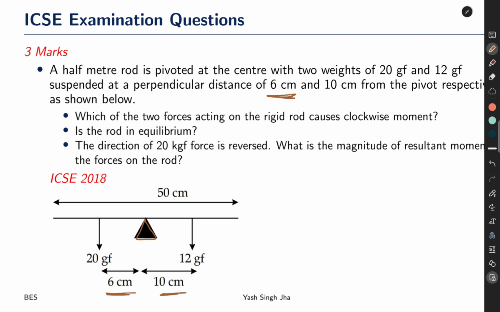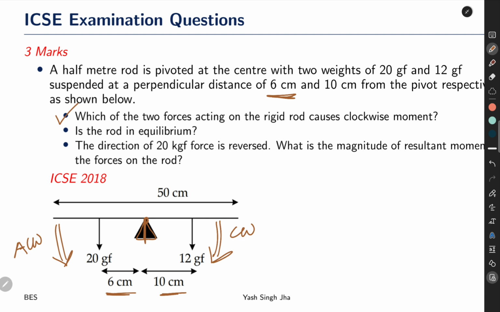Oh, such a simple question. Which is the one causing clockwise moment? There are only two forces, right? 20 gf and 12 gf. Let's analyze both. Let's analyze the 20 gf. Which is the point of rotation? Where does the body rotate about? It is the pivot or the fulcrum, this point, right? So 20 gf is producing an anti-clockwise moment. It wants to rotate the half meter rod in an anti-clockwise manner. On the other hand, 12 gf is a force which wants to rotate the half meter rod in a clockwise manner. So the answer is the 12 gf force.